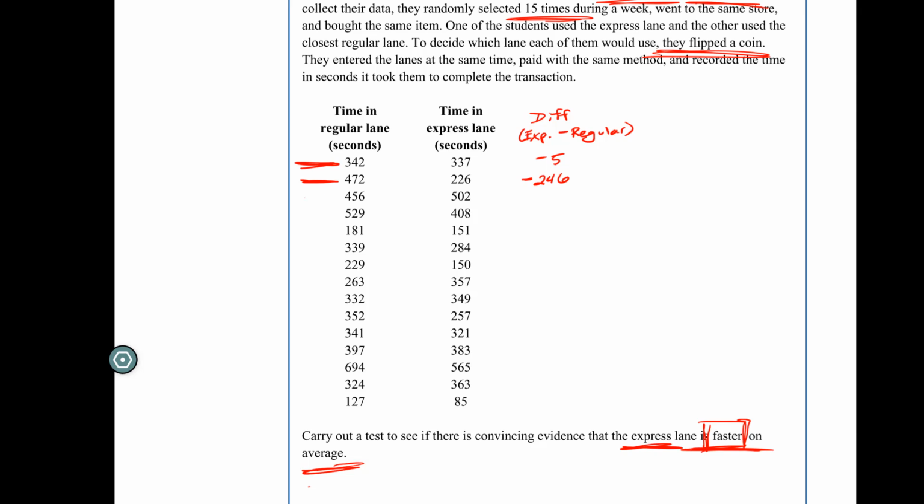The next time we have, oh, this is a little bit different. 456 seconds in the regular lane versus 502 in the express, showing that the regular lane was actually faster, and they were faster by 46 seconds. So I need to make sure, again, that I include that positive sign.